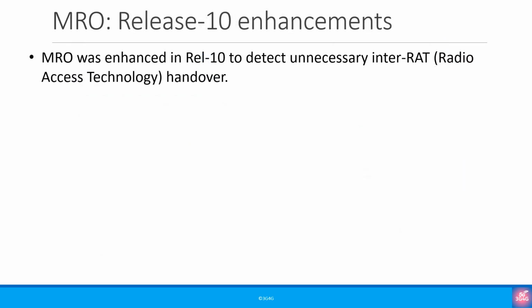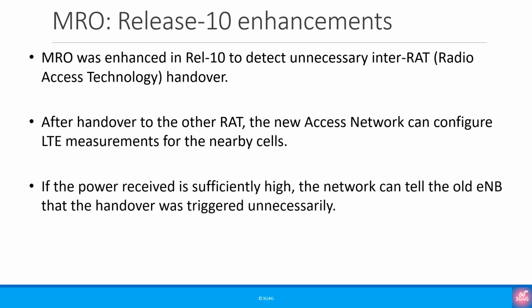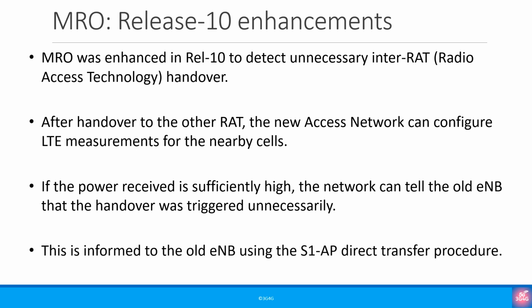MRO was enhanced in Release 10 to detect unnecessary inter-RAT handovers. After handover to the other RAT, the new access network can configure LTE measurements for the nearby cells. If the power received is sufficiently high, the network can tell the old LTE eNode B that the handover was triggered unnecessarily. This is informed to the old eNode B using the S1AP direct transfer procedure.